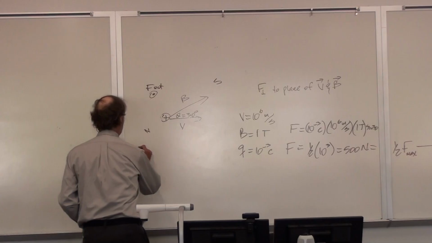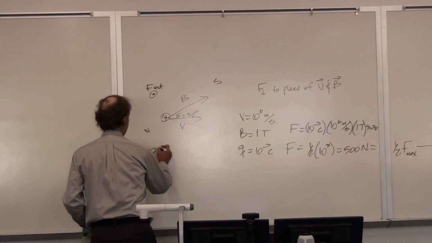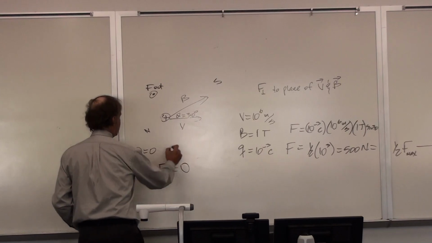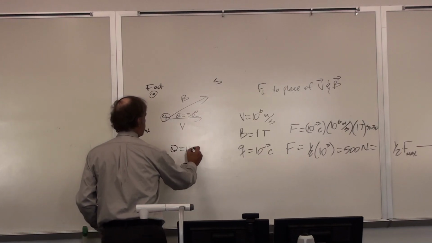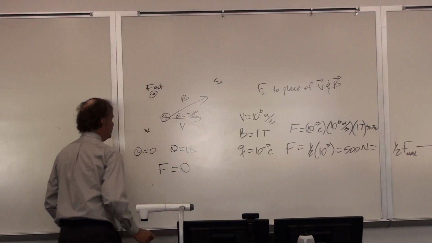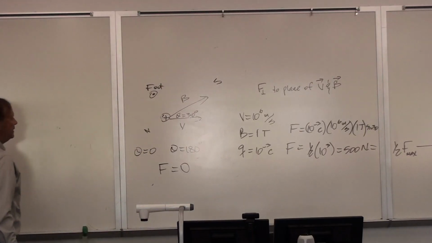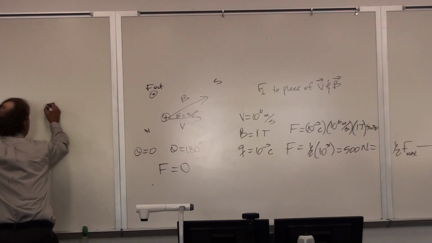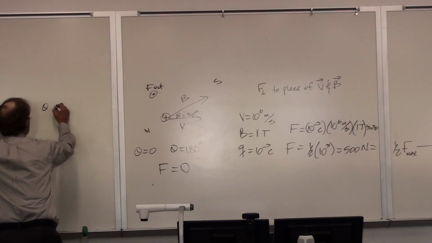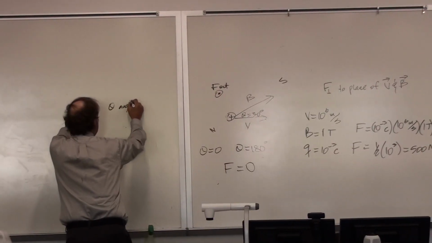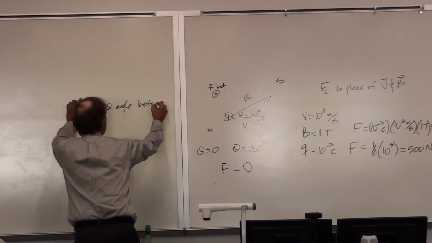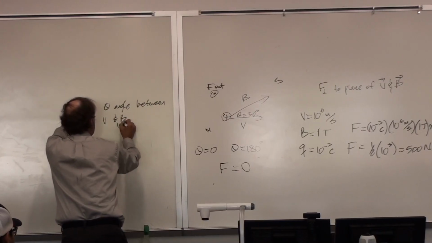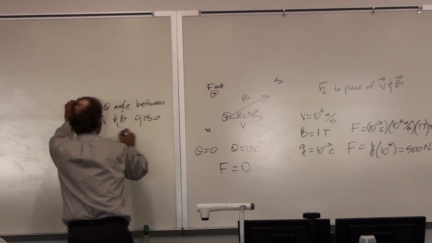Now, how does this work if we're in the same direction? What if theta is 0? Then what's our force? Also 0. What if the angle is 180? Also 0. Force is still 0. So if the angle between V and B is 0 or 180, there's no force.